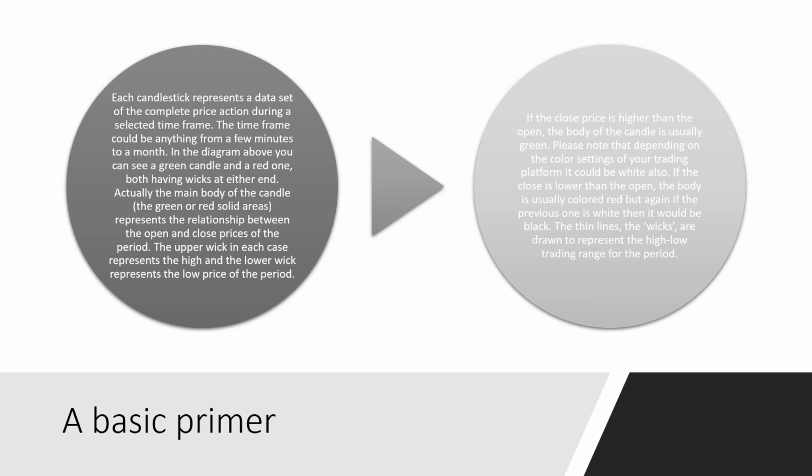Now, each candlestick represents a data set of complete price action during a selected time period. The time frames can be anything from a few minutes to a month. So each candlestick fully covers every bit of price action that occurred in that time frame. If you're looking at a 15-minute chart, the candlestick represents 15 minutes of price movement. If you're looking at a one-day chart, it represents 1 day of price movement.